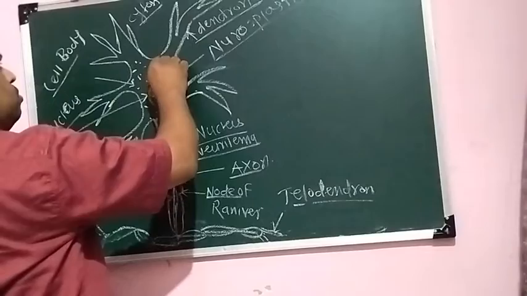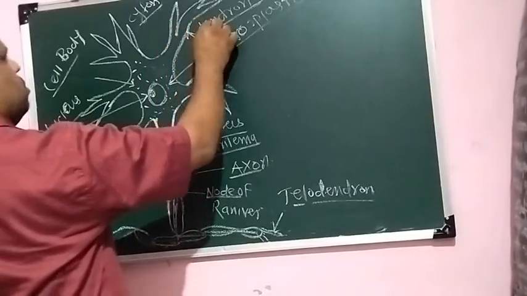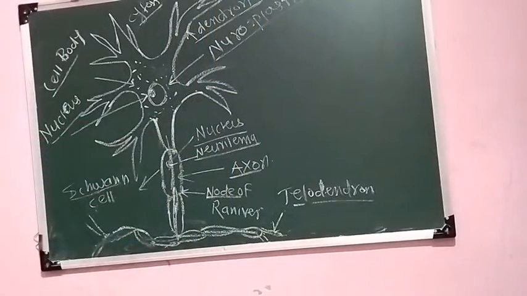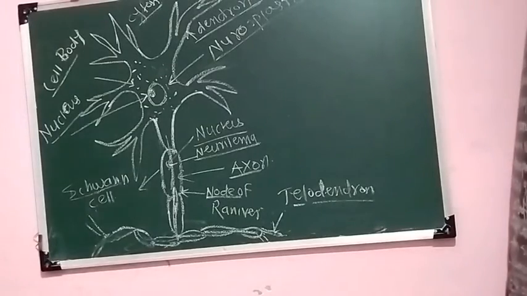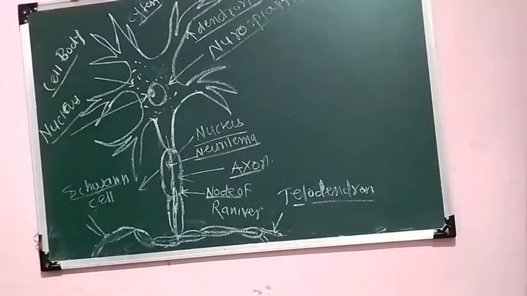And this central body gives out two processes. The first process is called a dendron and the second one is called an axon. So the cell body, or cyton, gives out the two processes, dendron and axon. They carry impulses towards the cyton, and both of these, that is axon as well as dendrons, carry impulses towards the cyton. Okay, so the axon is a single elongated fiber bounded by the axolemma.